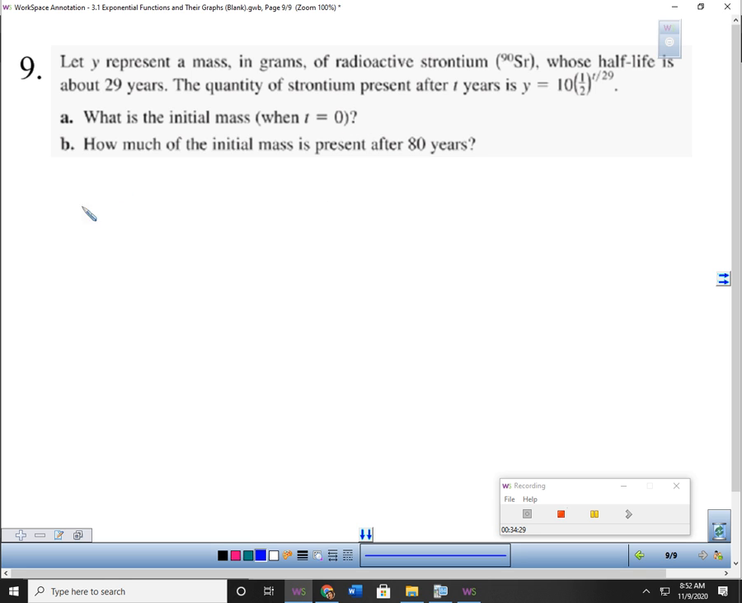T is 0. So for part A, we're going to plug in 0. So we have 10 times 1/2. And you know I don't like slashes for division, so we have 0 divided by 29. And you're going to get 10. And notice this is representing your mass in grams, right? So this would be 10 grams. That's how much I'm starting out with.